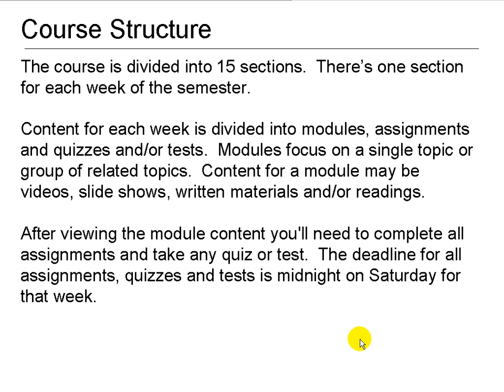Course structure. This course is divided into 15 sections. There's one section for each week of the semester. Content for each week is divided into modules, assignments, quizzes, and/or tests. Modules focus on a single topic or group of related topics. Content for a module may be videos, slideshows, written materials, and/or readings. After viewing the module content, you'll need to complete all the assignments and take any quiz or test. The deadline for all assignments, quizzes, and tests is usually midnight on the Saturday for that week.